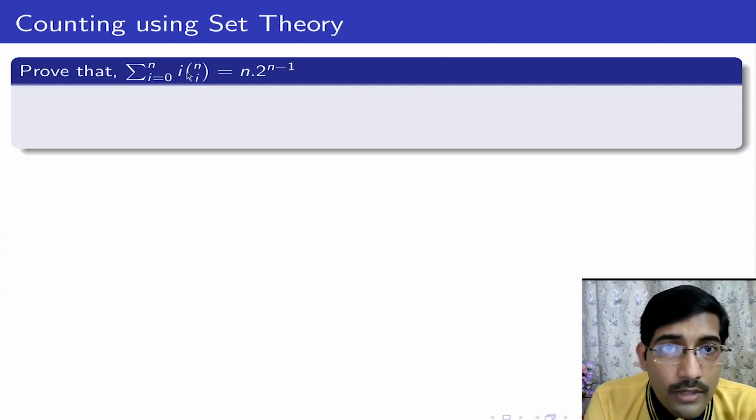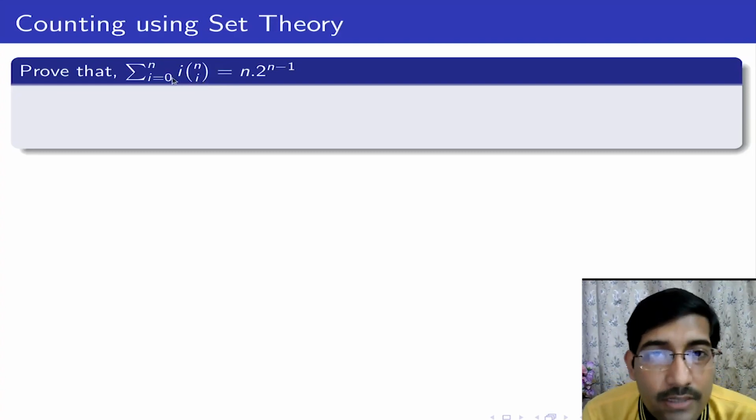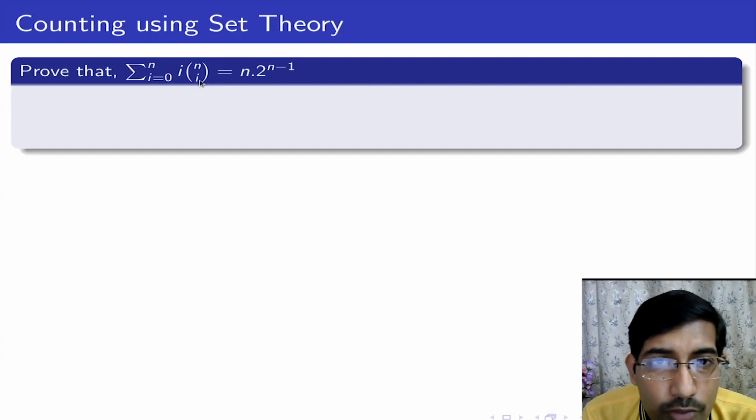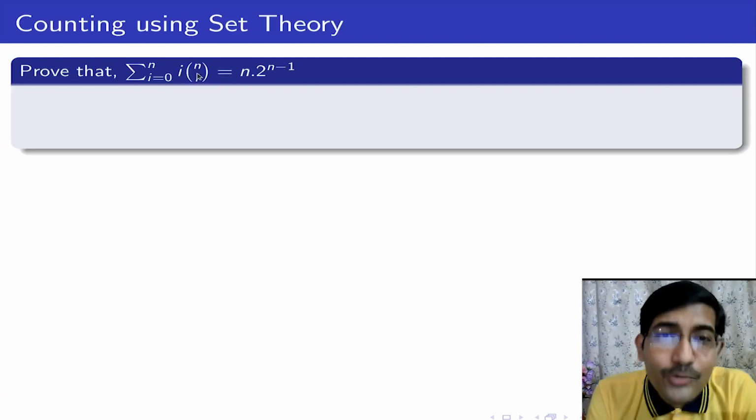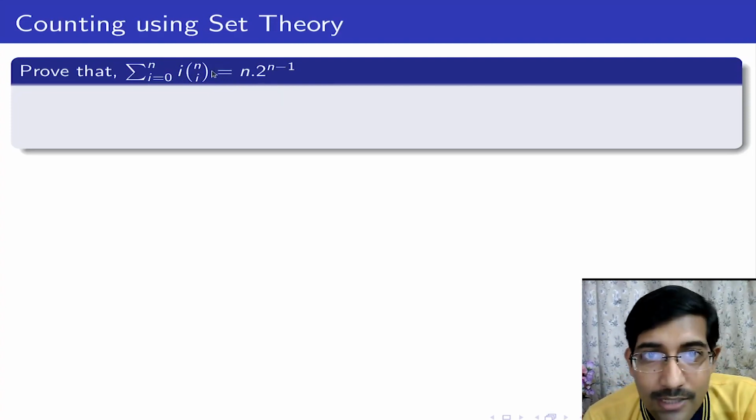So 0 into NC0. The size of a zero element subset is 0 into NC0. There are n possibilities of a one element subset, because NC1 is the number of one element subsets possible. So we are adding 1 into NC1, 2 into NC2, so it is size into the number of subsets of that size. So what will be the equality?